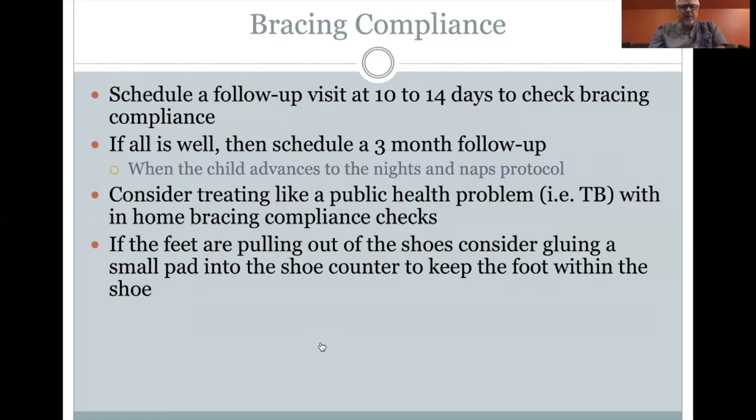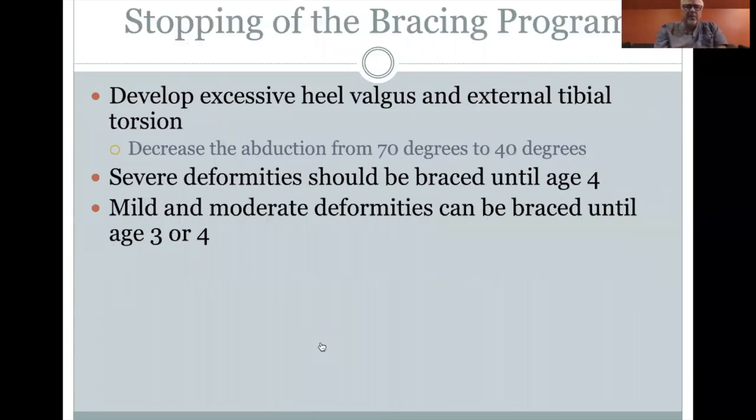One of the things that can happen is sometimes the feet can pull out of the shoe, and if the heels are starting to ride up, a lot of the shoes have little holes in the back of the heel area so that you can make sure that the heel's all the way down. If you notice the heel starting to come up, you can use a little U-shaped pad, upside down, in the shoe counter to help seat the heel down into the shoe if need be. If they're starting to develop excessive heel valgus or external tibial torsion, you can decrease the abduction from 70 degrees down to 60 or 40, something like that.